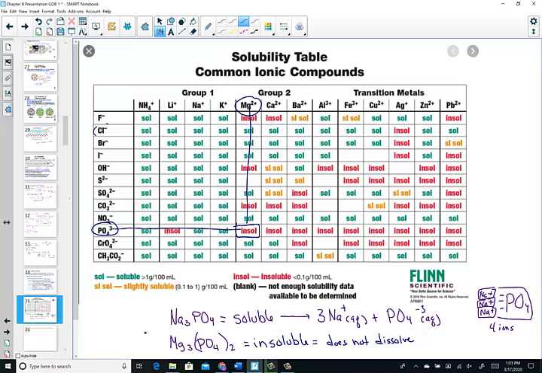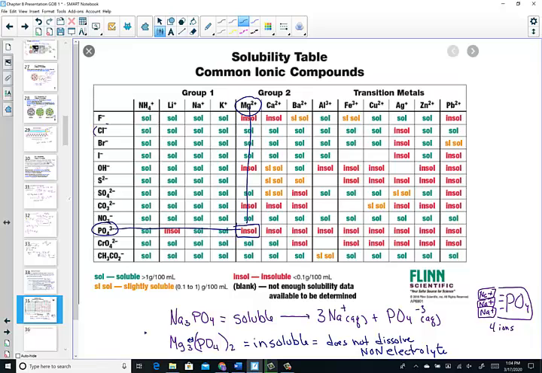So there are no aqueous ions. So this would be a non-electrolyte. No ions form because it does not separate, which just means that the attractions between the magnesium and the phosphate are much stronger than they are between magnesium and water.